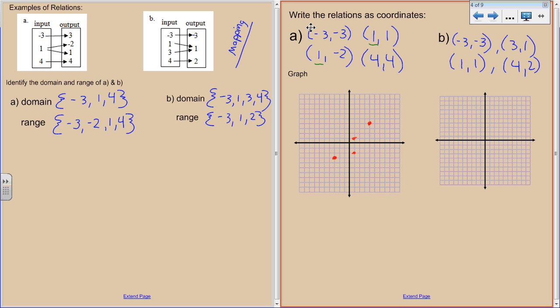So you guys get yours graphed, match them up to mine. -3, -3. You can see it on my notes. Oh, good. You should be able to graph all of these.